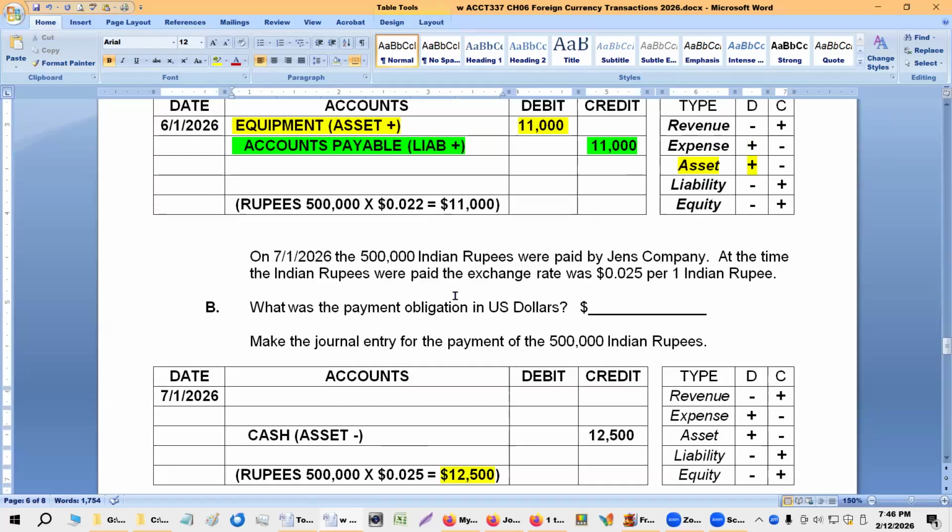What else do we need to do? So the equipment's already on the books. Do we still owe them anything? Well, actually, let's assume we bought the rupees and gave it to them. So we don't owe them this anymore. So we'll take this off the books at exactly what we put it on at.